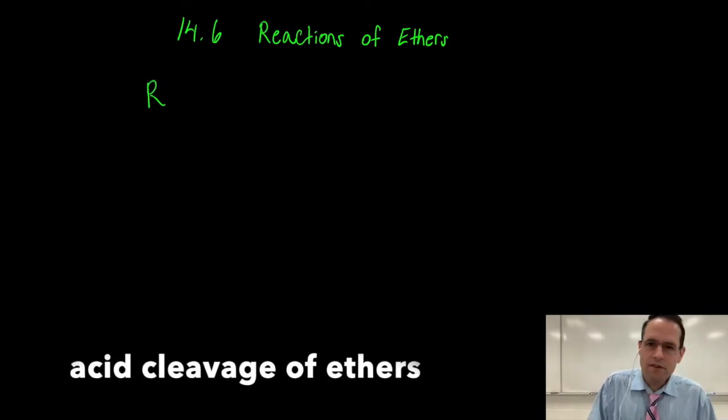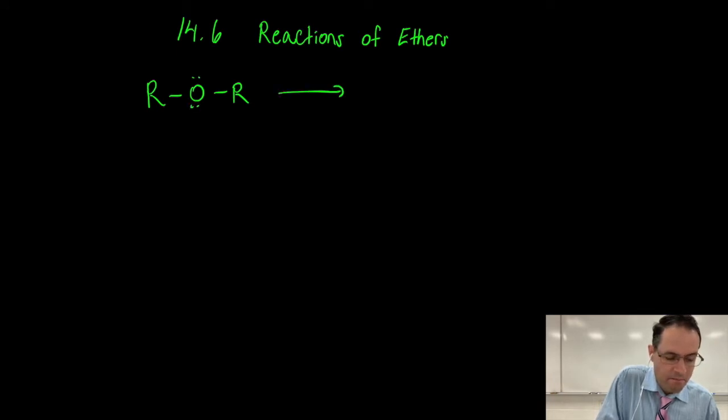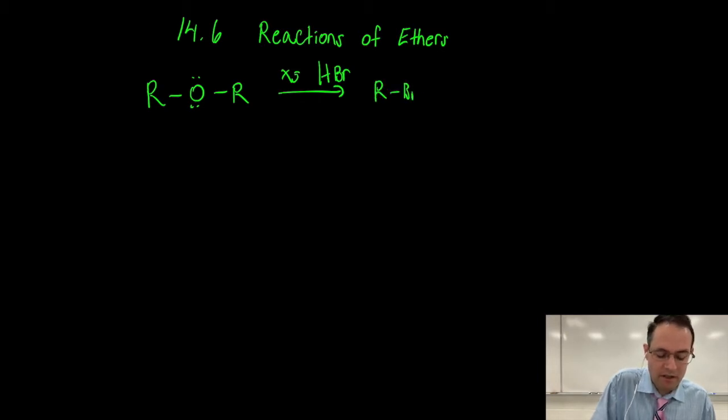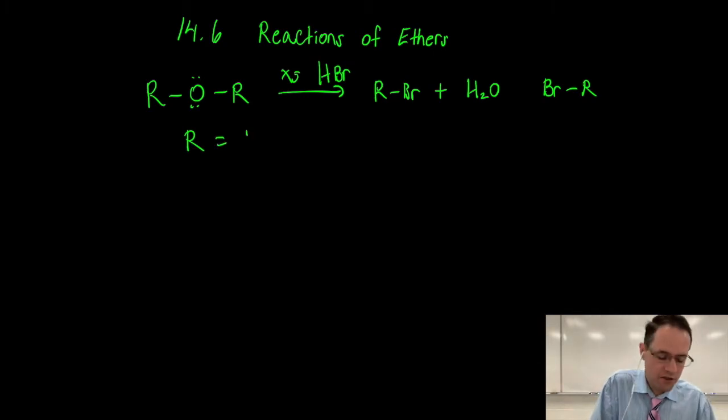Now, ethers will react by cleavage reactions. And so you need to add excess acid. We'll just use HBr here. And what you form here is 2 alkyl halides and water. So those R groups can be primary, secondary, or tertiary.